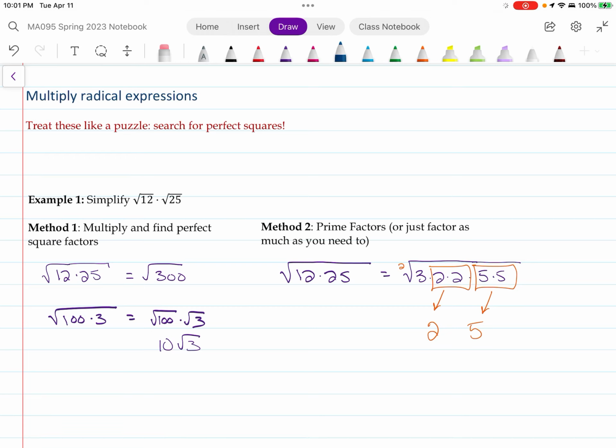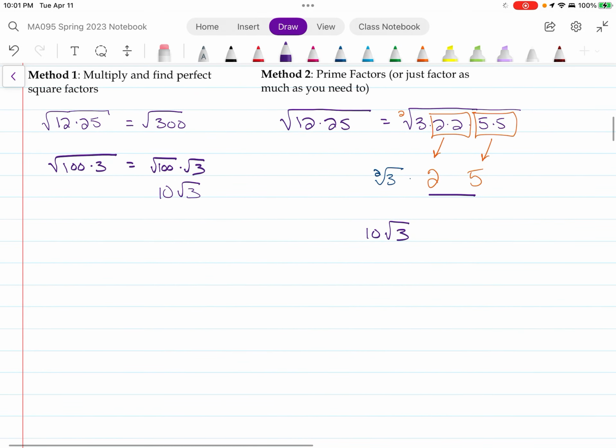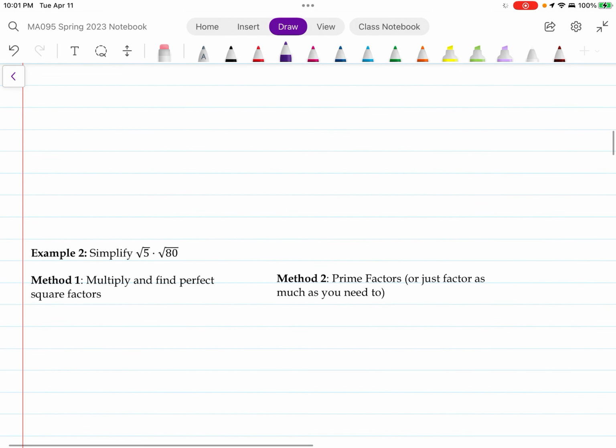But you're still stuck with this square root of 3 on the inside. So when we work all this out, we go back to these on the outside. 2 times 5 is 10, and then the square root of 3. Okay, and we don't have to write the square root. So we got the same answer both ways. All right, so why don't you try both of those methods with this one?